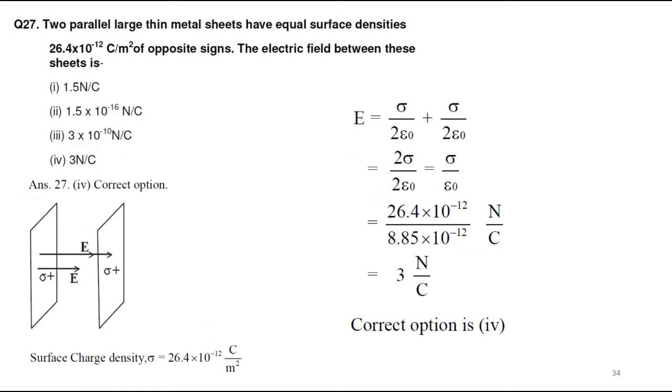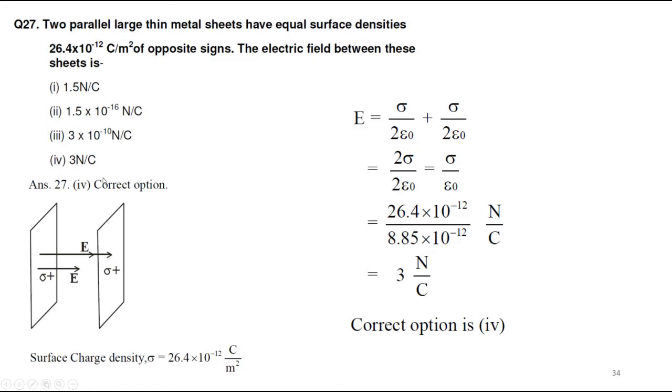Question 27. Two parallel large thin metal sheets have equal surface densities 26.4 into 10 to the power of minus 12 coulomb per meter squared of opposite signs. The electric field between these sheets is option 1: 1.5 Newton per coulomb, option 2: 1.5 into 10 to the power of minus 16 Newton per coulomb, option 3: 3 into 10 to the power of minus 10 Newton per coulomb, option 4: 3 Newton per coulomb. According to the key, the correct option is option 4.